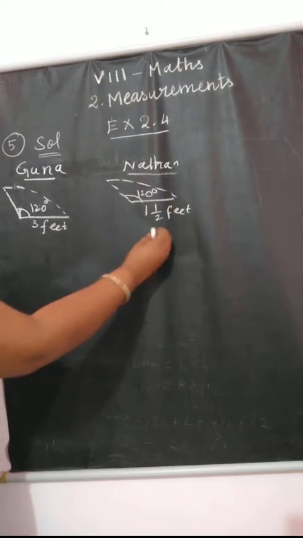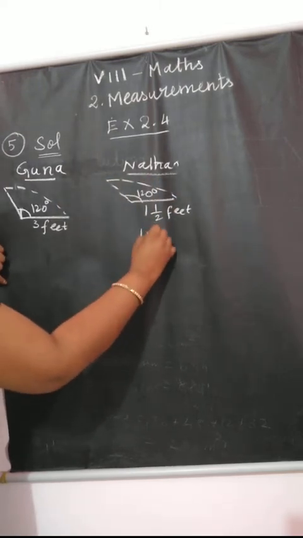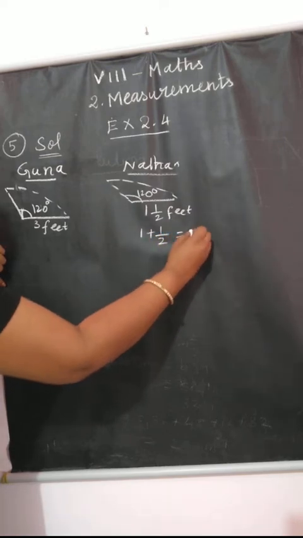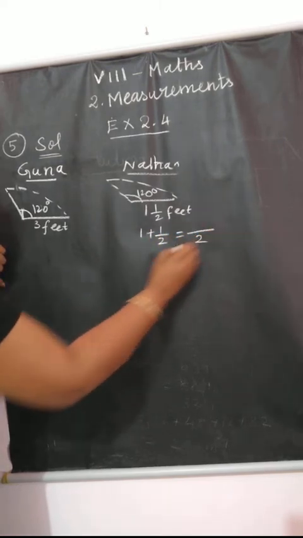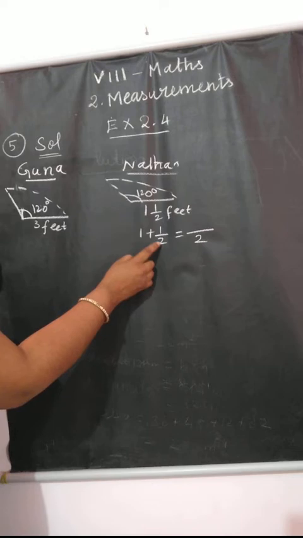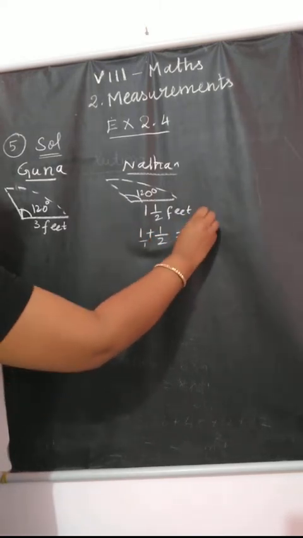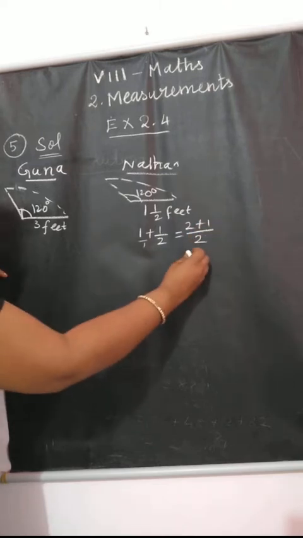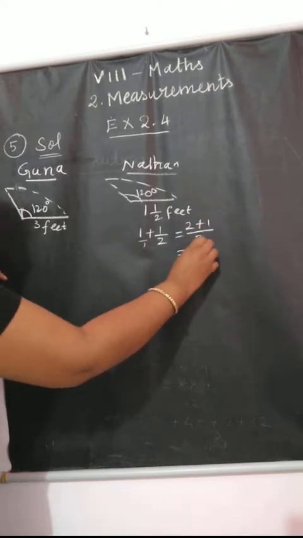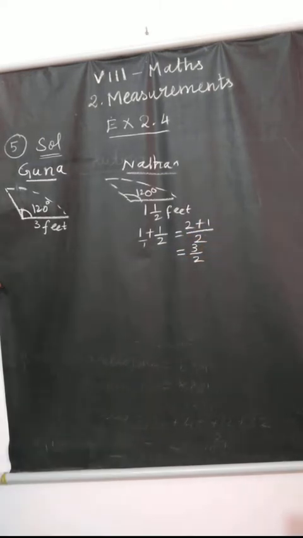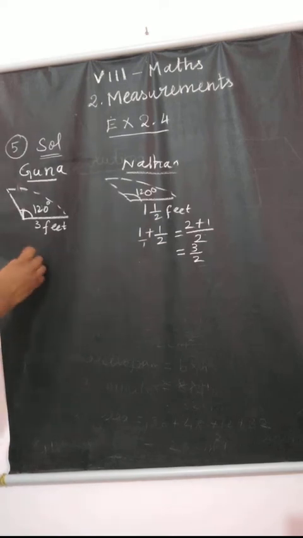So 1.5 can be written as 1 plus 1/2. Taking the LCM or cross multiplication: 2 ones are 2, here 1 is there, 1 into 1 is 1, so plus 1. So we get 2 plus 1, 3/2 feet. Okay. So now find out the area.